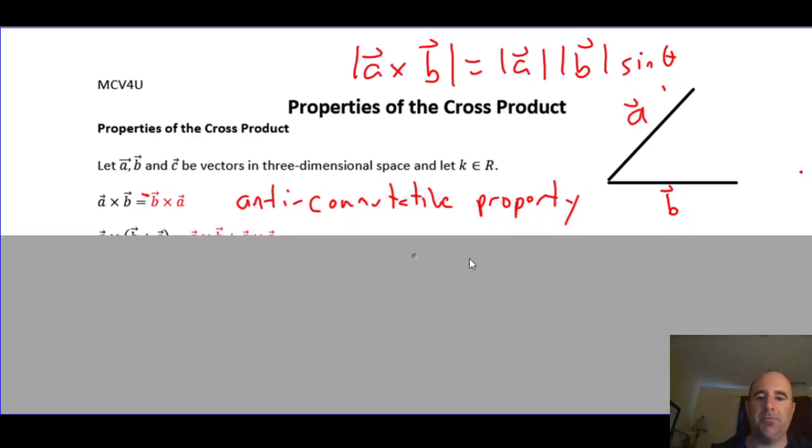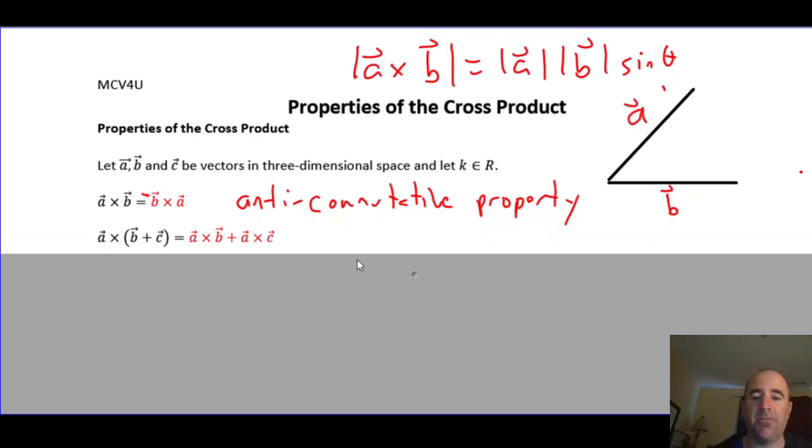The next property is the distributive property, and it does actually hold. The cross product, similar to the dot product, is distributive over vector addition. We can show that the same way that we showed the dot product is distributive, basically by setting up a proof, with 3 vectors and their components and showing the left side and the right side give you the same thing. It's a nasty proof, but it can be done.